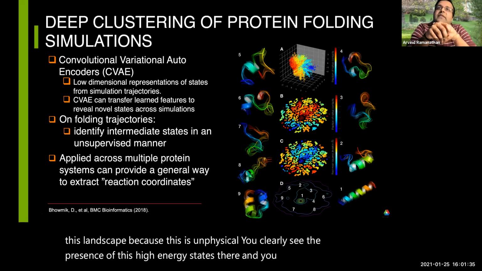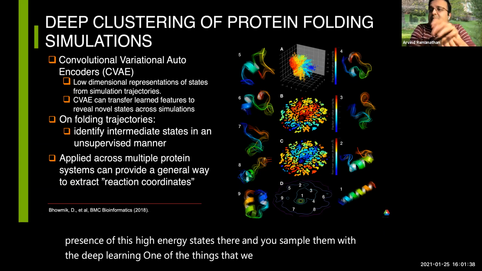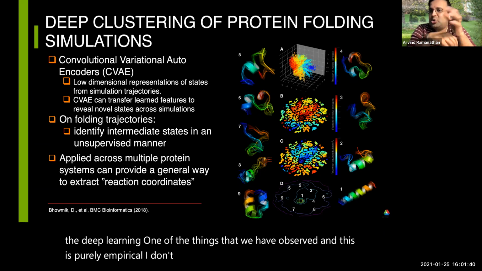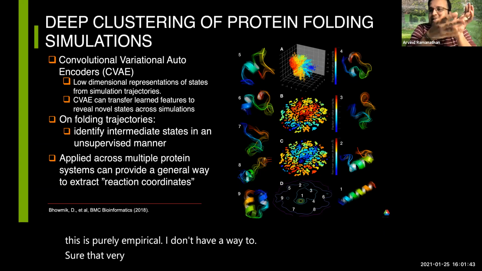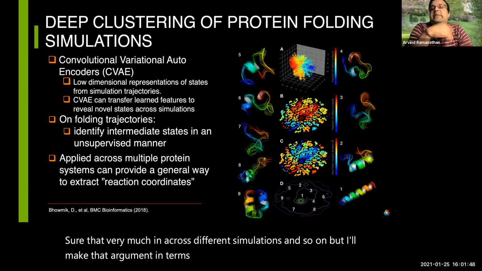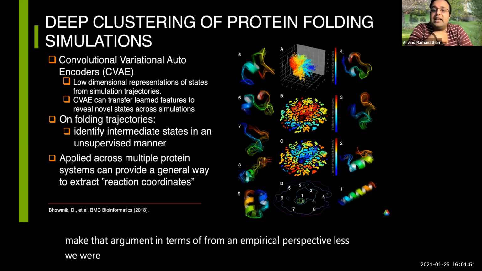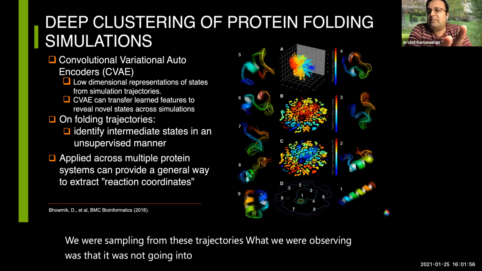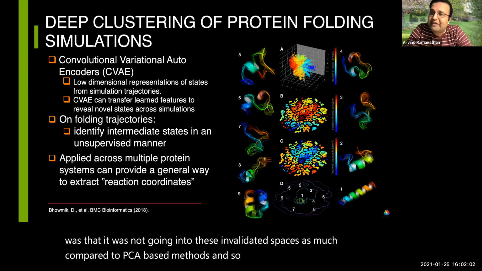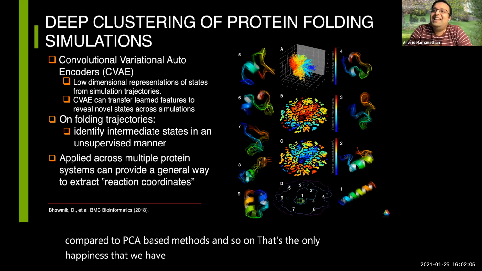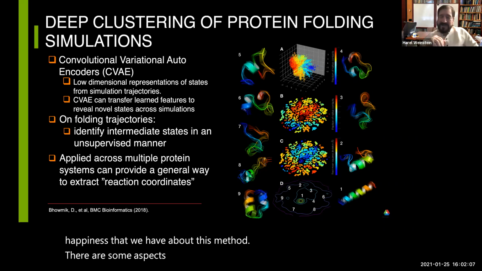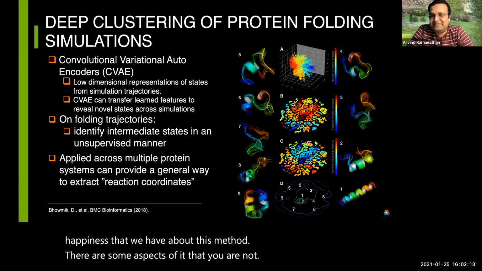With the deep learning, one of the things that we have observed, and this is purely empirical, I don't have a way to show that across different simulations and so on, but I'll make that argument from an empirical perspective. As we were sampling from these trajectories, what we were observing was that it was not going into these invalidated spaces as much compared to PCA based methods and so on. That's the only happiness that we have about this method. There are some aspects of it which we would like to discuss offline, of what are good alternatives.